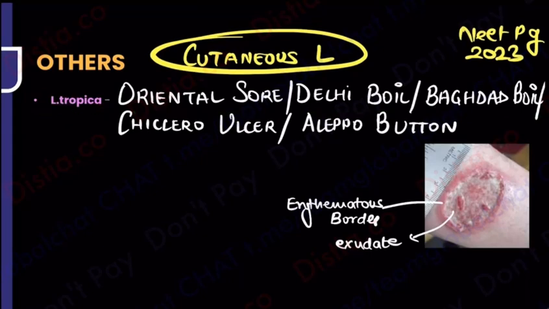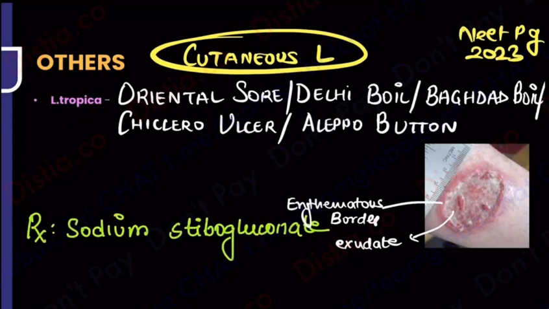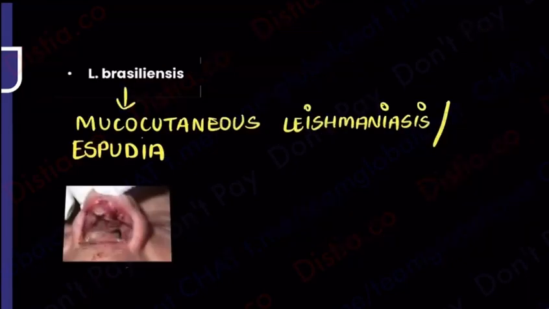What is gonna be the treatment? I think this you know from pharmacology. Sodium stibogluconate is the treatment that you have. SSG hai na. Sodium stibogluconate is gonna be the treatment for cutaneous. There's one more thing that I want to tell you. Cutaneous to pad liya. Now I want all of you to go ahead and talk about mucocutaneous leishmaniasis.